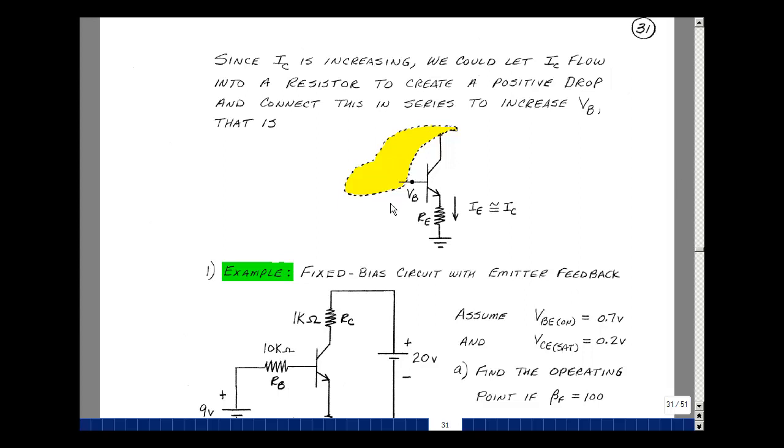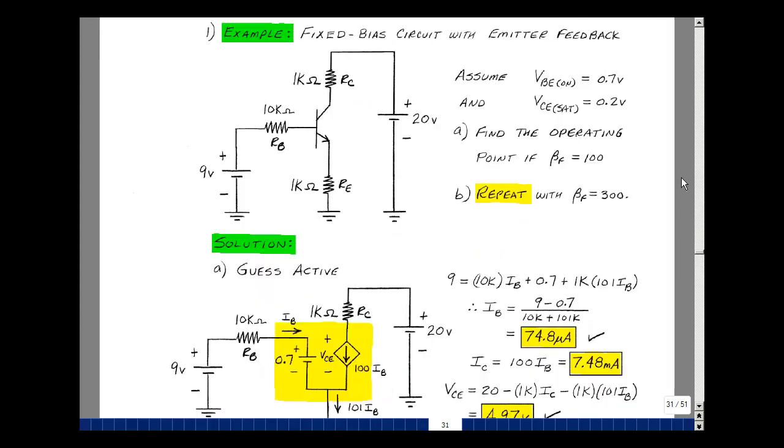Let's do an example and see if it actually works. Here I've added a 1K resistor to this circuit. I have a 1K here, a 10K, and two batteries. Let's find the operating point if beta F is 100, and if beta F were to change to 300, let's find the operating point again. Let's assume that V sub BE on is 0.7 and V sub CE sat is 0.2. Whenever you see the word bias, that refers to an amplifier circuit. So I'm going to guess the active region, and then we'll check it to make sure it's in that region. But that'd be a good first guess.